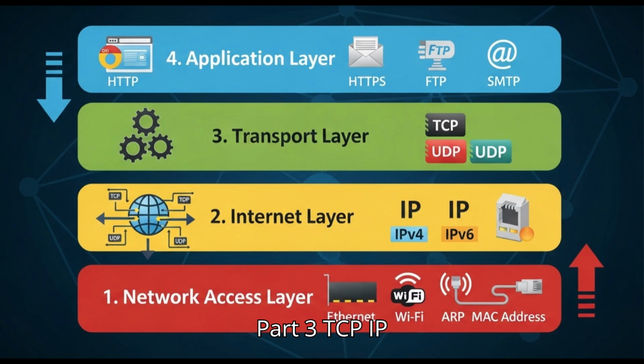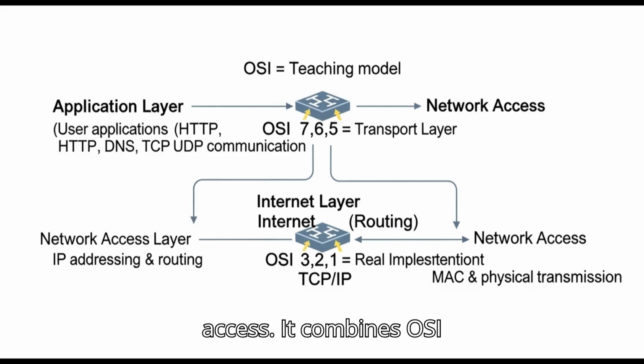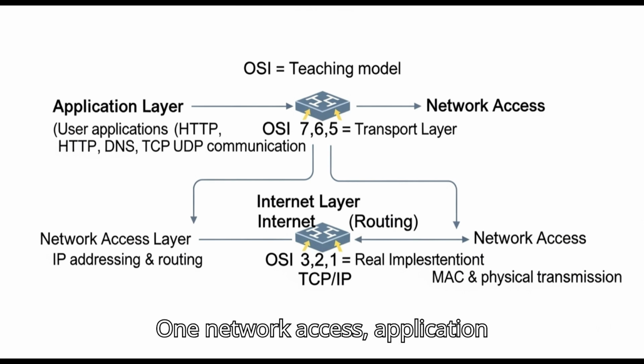Part 3. TCP/IP model. Only 4 layers. Application, transport, internet, network access. It combines OSI layers. OSI 7, 6, 5 become application. OSI 4 is transport. OSI 3 is internet. OSI 2 and 1 are network access.